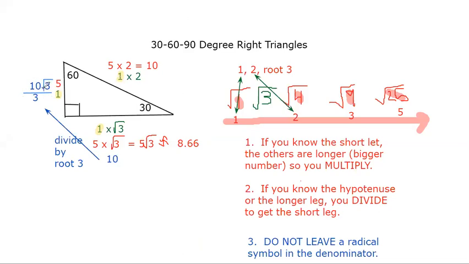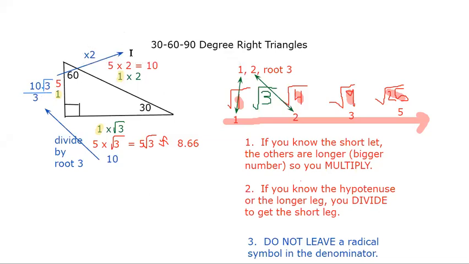Now, how do we get from the short leg to the hypotenuse? Well, look at your original green pattern that we made. So from short leg to hypotenuse, that is simply times 2. And in reverse, it would be divided by 2.